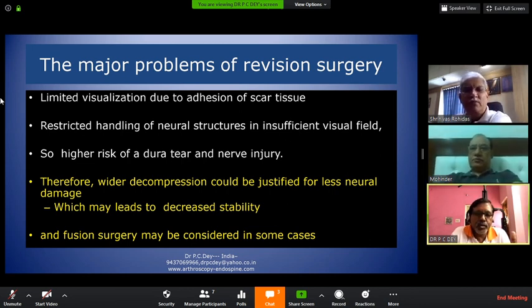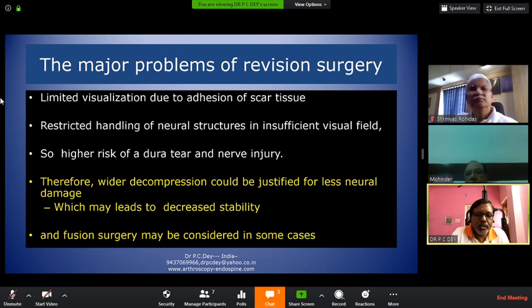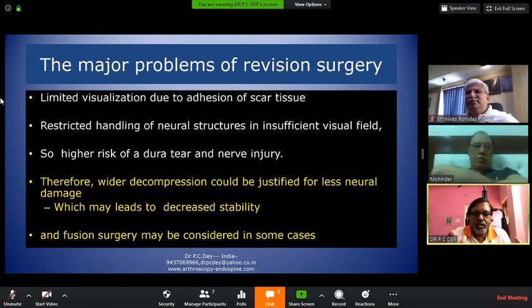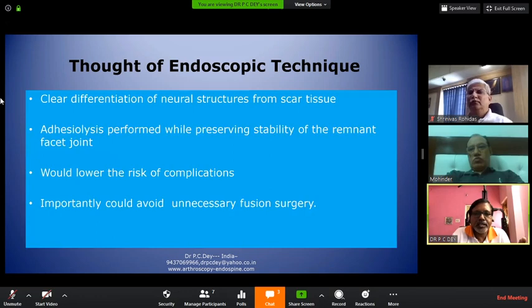So therefore, the wider decompression, each and every book I referred, and almost most of the journals that everybody is advising, I think 5 years before or 6 years before, that open surgery is far better for the recurrences. Because this wide decompression could justify less dural damage, the visualization will be better, which may lead to a compromise of the stability. So fusion surgery may be considered in some cases like this. It is written in a lot of the journals and books, everything.